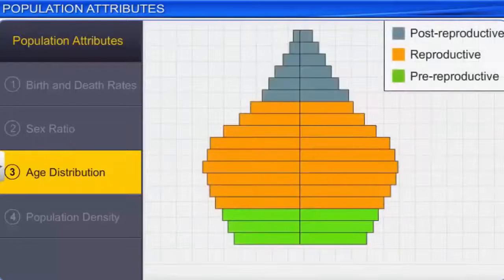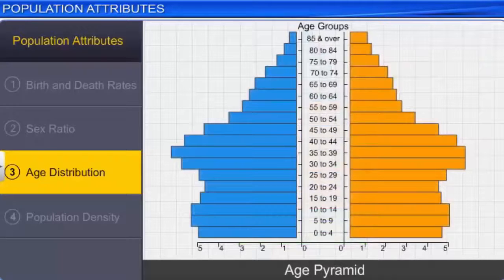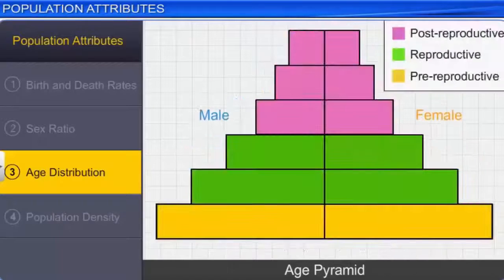A graphical representation of the various age groups is known as the age pyramid. In the human population, the age pyramid shows the age distribution of males and females in the same diagram. In fact, the shape of the age pyramid reflects the growth status of the population and indicates whether the population is growing, stable, or declining.